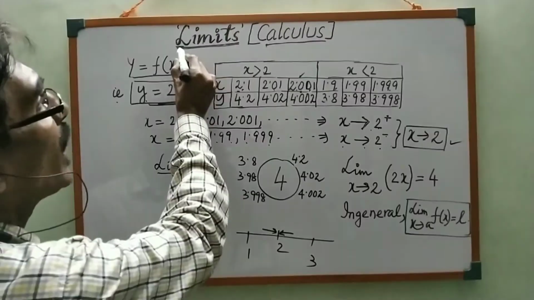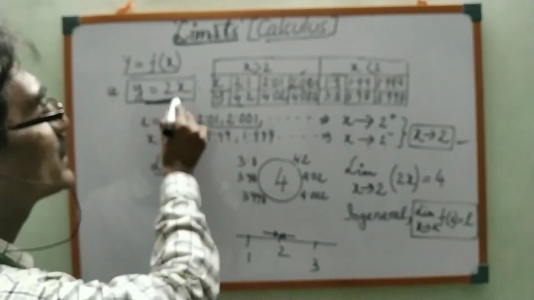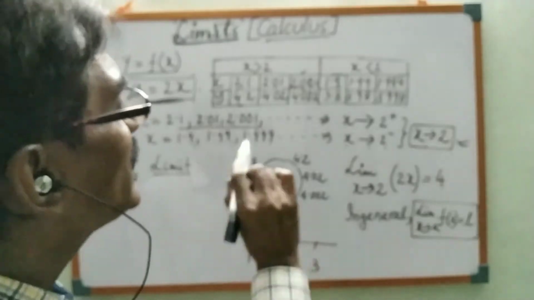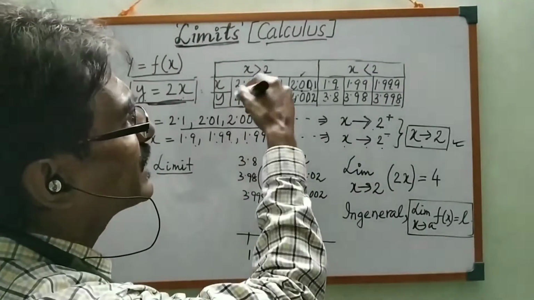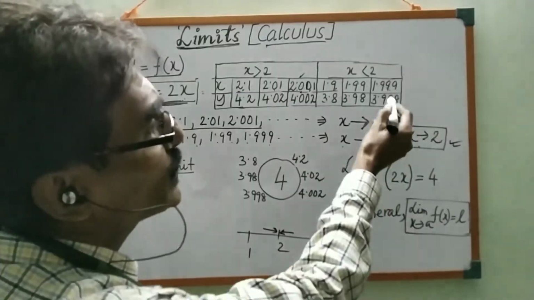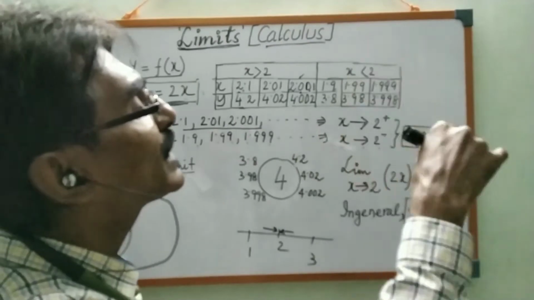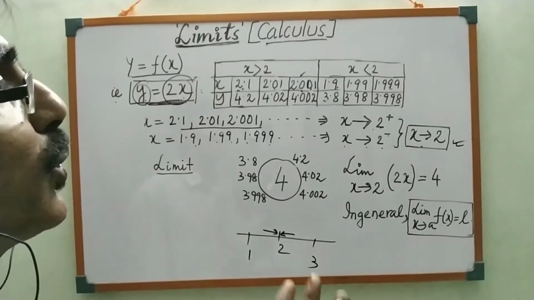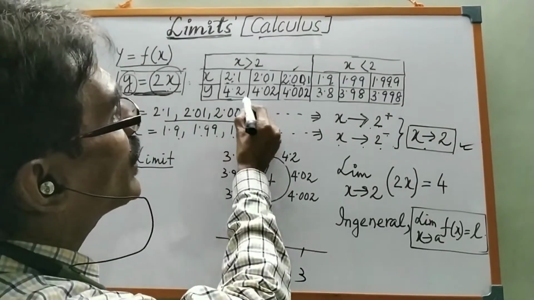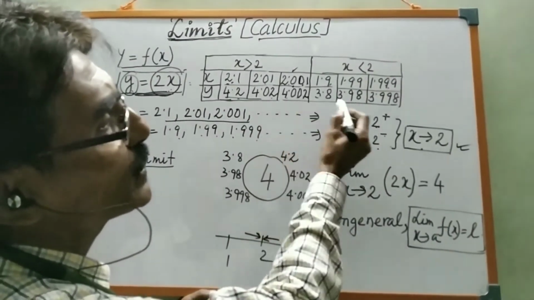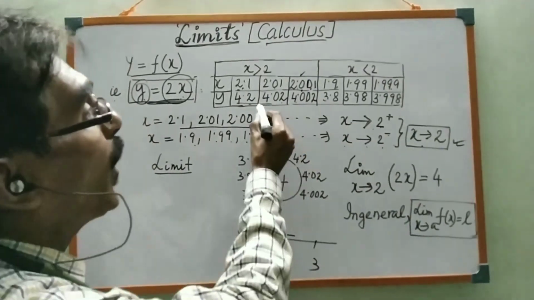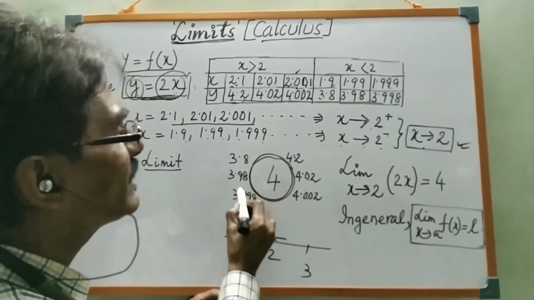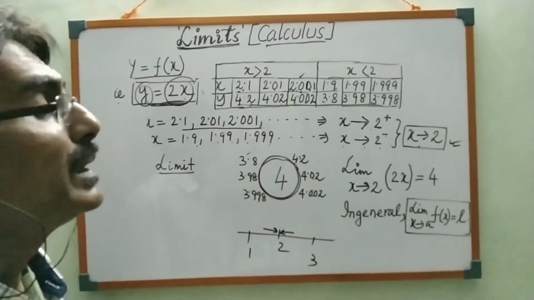We want to know what the limit is for this function when x tends to 2 under this condition. Now see, in the table, for x greater than 2 but closest to 2, and x less than 2 but closest to 2, we consider the different values for the function y, or for the function 2x. What about the values? You see, all these values like 4.2, 4.002 and so on are coming nearest to 4. From the left side also, all the values are nearest to 4.